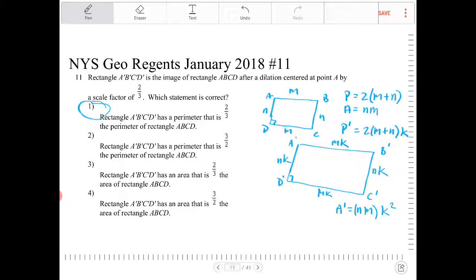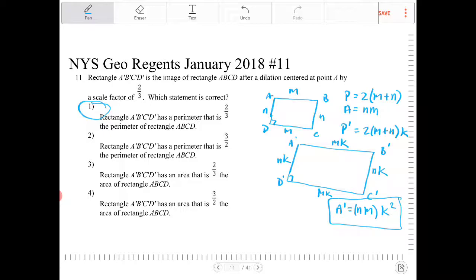Option 3, rectangle A prime, B prime, C prime, D prime has an area that is 2/3 the area of rectangle ABCD. That's not true. The area of the image would be a factor of not 2/3, but 2/3 squared. So if they had 4/9 as option 3, then option 3 would also be correct. But in this case, they have 2/3, which is not the case. Again, for the new area, you're going to have to multiply by not 2/3, but by 2/3 squared. So that would be by a factor of 4/9.